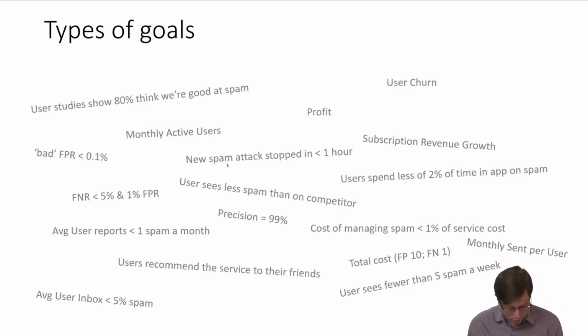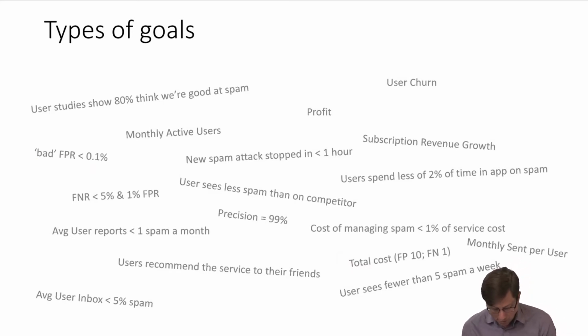Or we want to care that if a new spam attack gets stopped quickly, that should be a pretty good thing. Or that users will recommend our services to their friends. So don't worry about this spam stuff, just learn a model for sentiment of users. Or you might have somebody come up with a total cost theory, or saying, hey, we just don't want to delete messages that are really important. So can you do that?